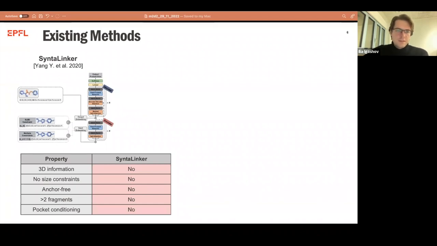And the first method that we can talk about is SyntaLinker, a transformer-based model that operates on symbolic string representations of molecules, which are called SMILES. So the idea is that this model takes SMILES representation of the fragments as input. Also, it requires specifying the number of covalent bonds that should be included in the generated linker. And also anchor atoms are marked with specific symbols in this SMILES notation, as it's shown here. So this model generates the linker also in SMILES notation. So it doesn't really operate on any 3D information. And it's basically just formulas of molecules there.